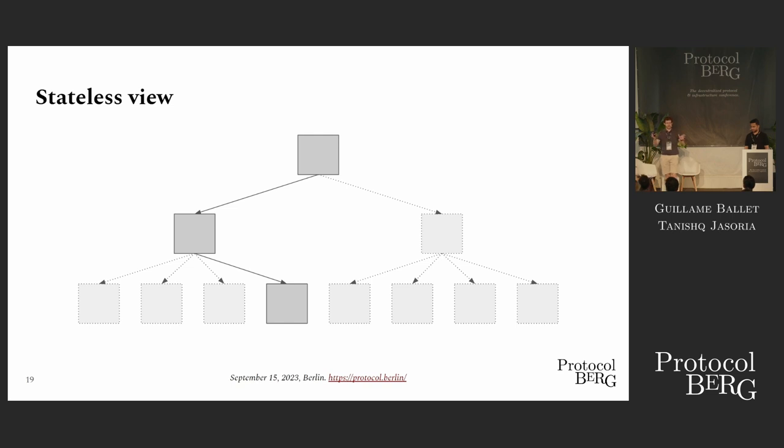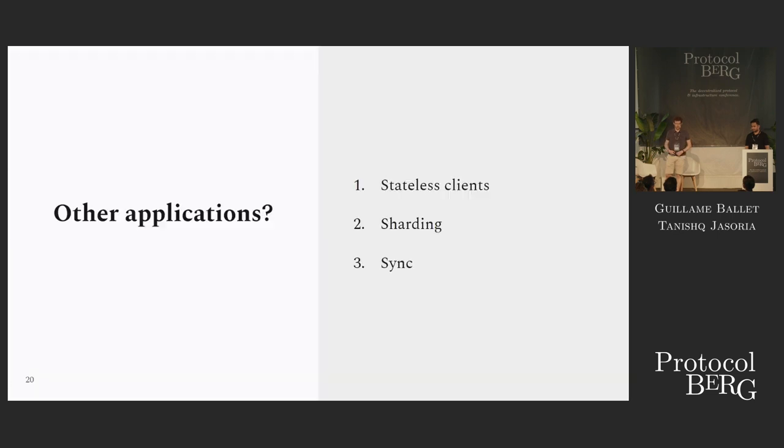Yeah, so this way you can build what I call a stateless view. So you have a larger tree, but you only see one portion of the tree, so only the leaves you're interested in and the path to them. But everything else that you don't need to execute the block, it's not given to you. You don't need to store it. You don't need to ask for it. So that's pretty cool. And that enables stateless clients, of course, clients that will just execute those blocks but not save any state.